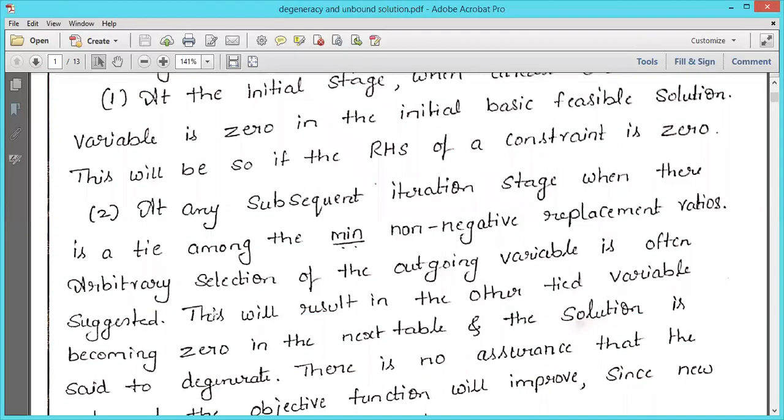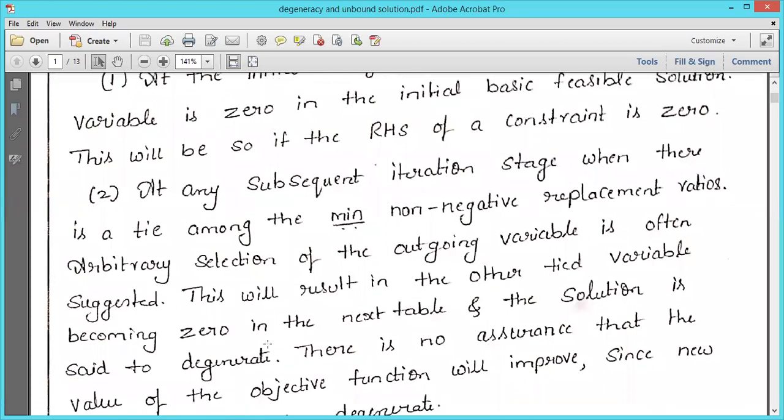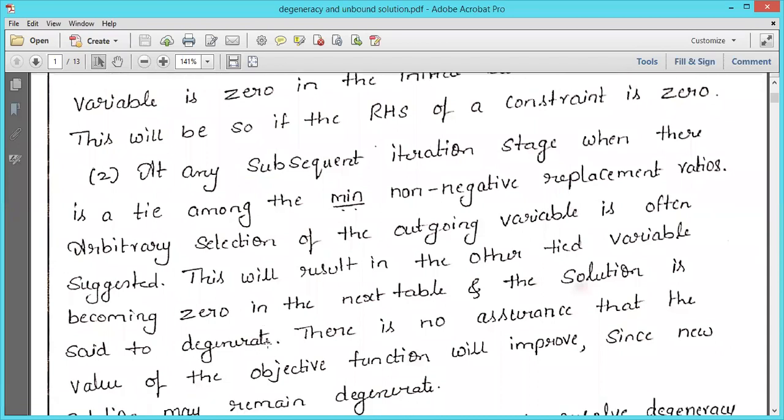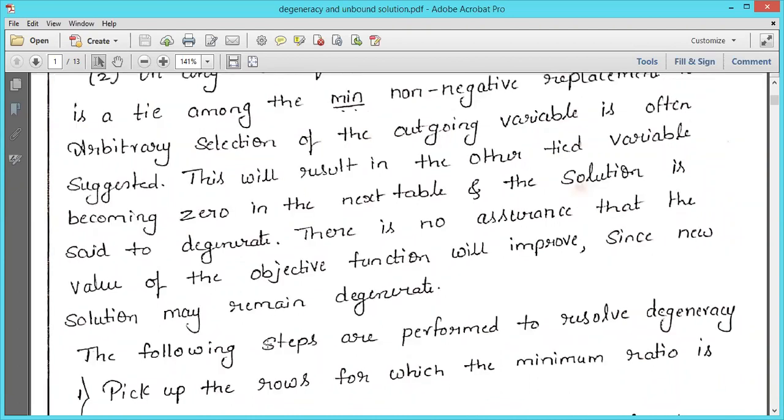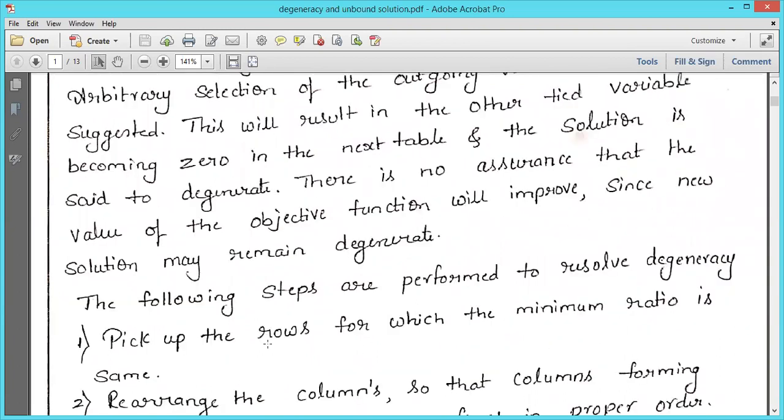Okay, when we select randomly, it will result in the other basic variable becoming 0 in the next stage, and the solution is said to be degenerate. So in case of degeneracy, there is no guarantee that the value of the objective function will improve, since the new solution that is obtained will also remain degenerate. So here, to resolve the degeneracy, we will follow certain steps.